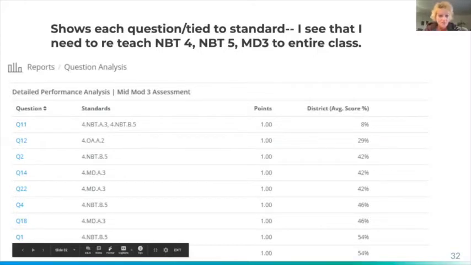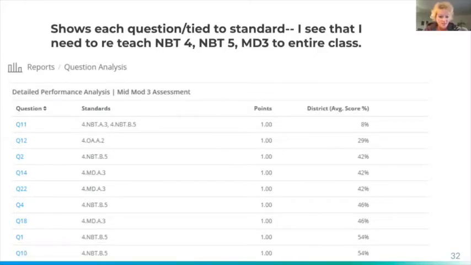So this is the next part of that question analysis that I was just talking about. So it tells me that question 11 is standard NBT A3 and NBT B5. And again, that only 8% of my students got that correct. So I know that that's definitely something that I need to go back and reteach.